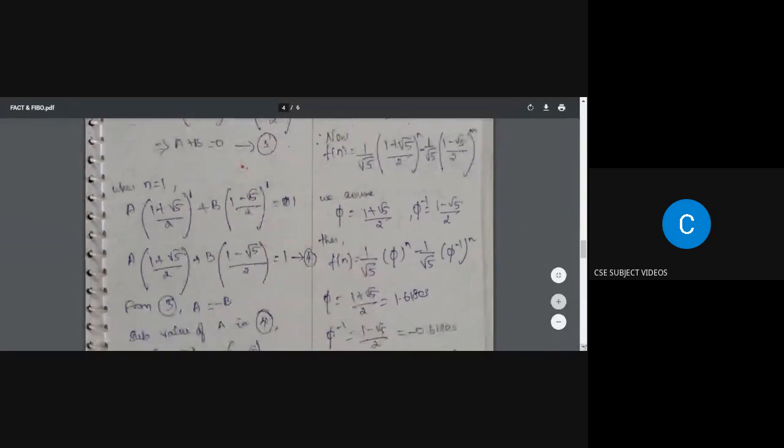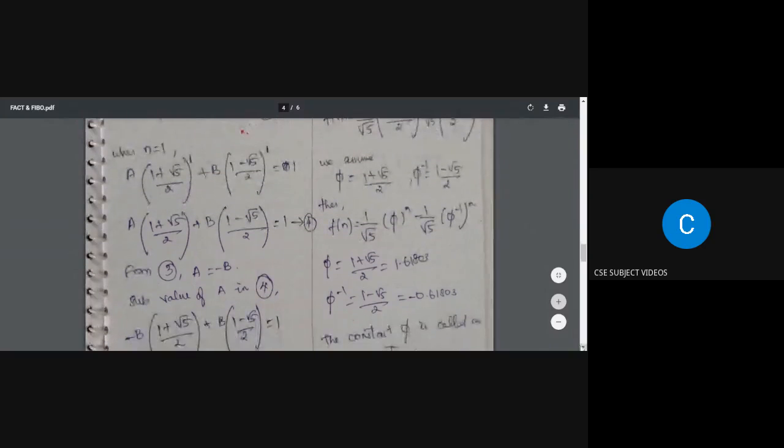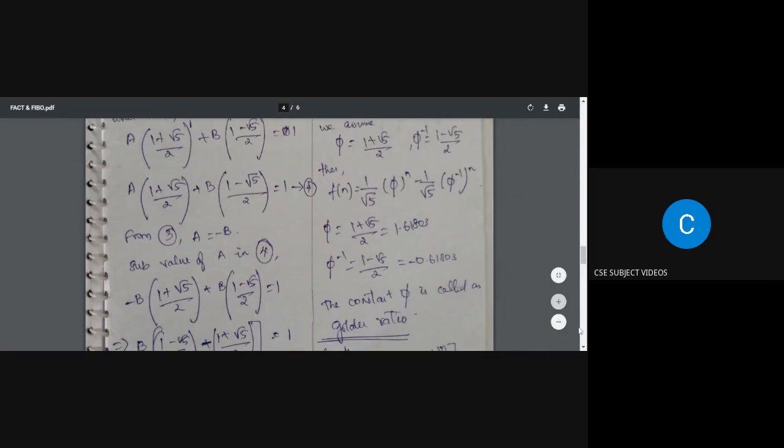So now we can go with phi. Phi we have assumed as (1 plus root 5) divided by 2. When you make the simplification using a calculator, you'll be getting 1.61803. Now phi inverse, that is (1 minus root 5) divided by 2, when you calculate with the calculator, you'll be getting minus 0.61803. Now the constant phi can be called the golden ratio. So it is a golden ratio.